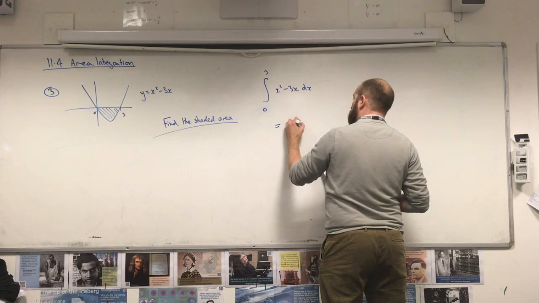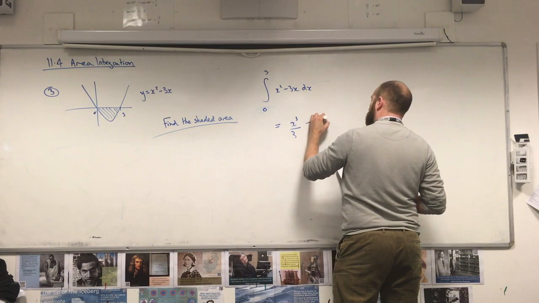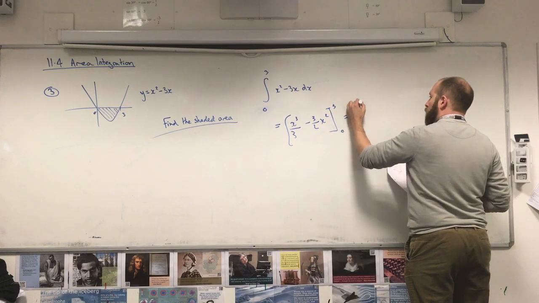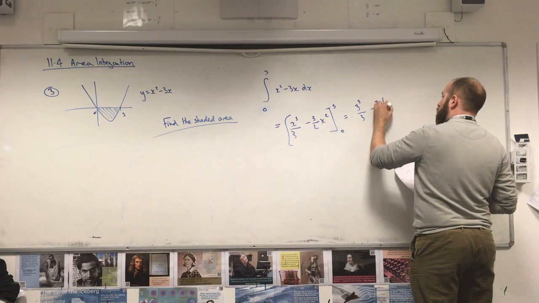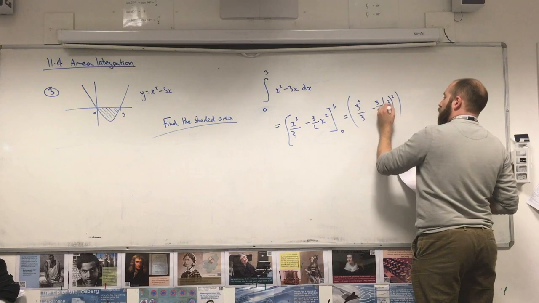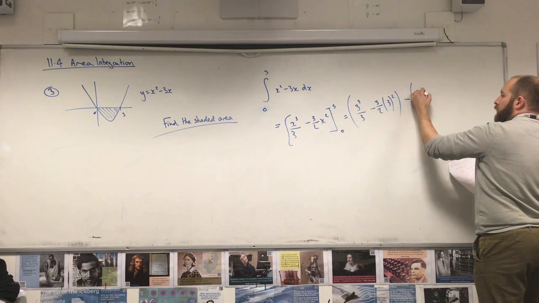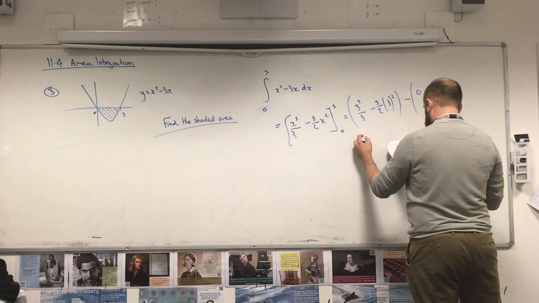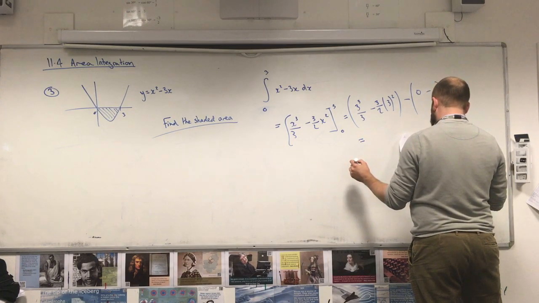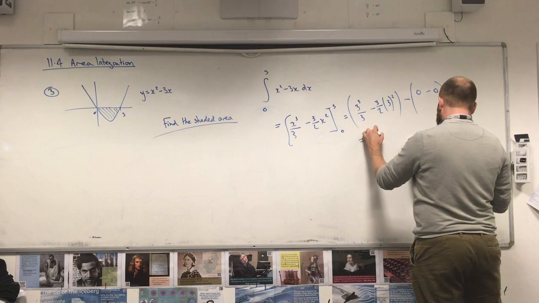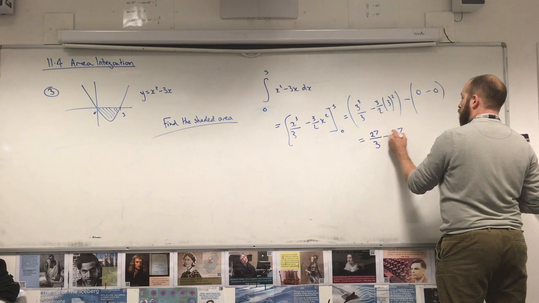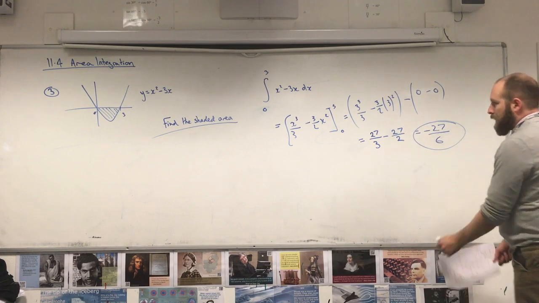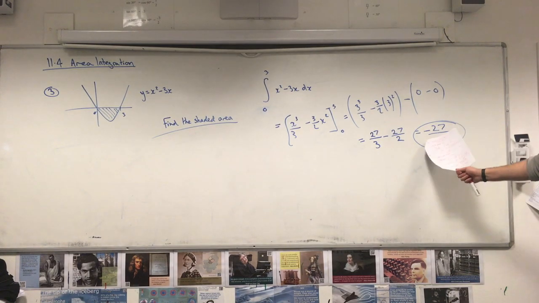The power goes up, x cubed over 3, power goes up minus 3 over 2x squared between 0 and 3. So we get 3 cubed over 3 minus 3 over 2 lots of 3 squared. Take away 0 minus 0. Just take away nothing. So for this one we get 27 over 3 minus 27 over 2. And the answer for this comes out as minus 27 over 6. Interestingly enough, we've got a negative area.